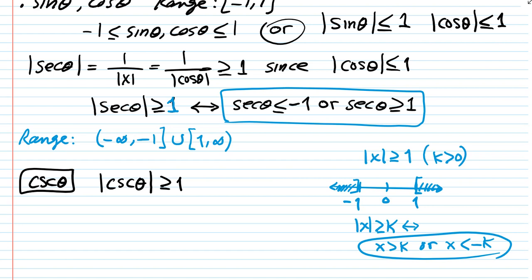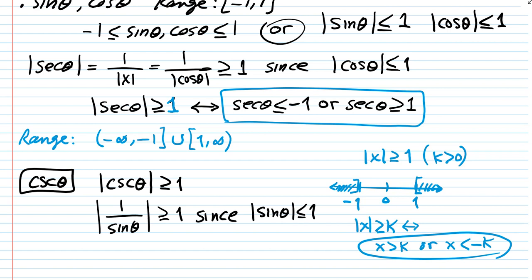And that's again because cosecant is 1 over sine, right? And that is because I have 1 over sine theta, and the absolute value of that is going to be greater than or equal to 1. All right. And the reason, again, is that this is true since the absolute value of sine is less than or equal to 1.